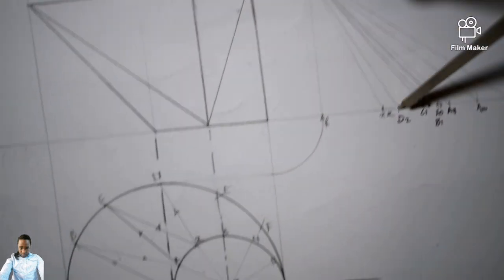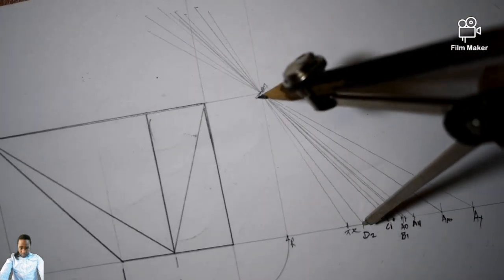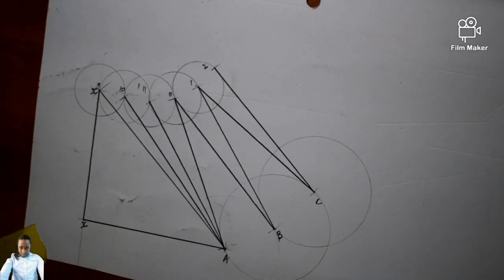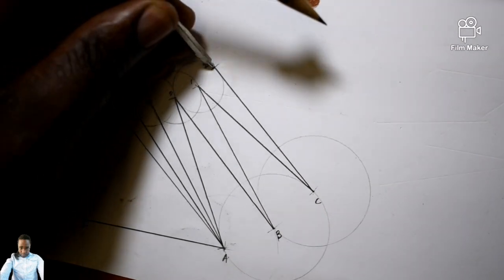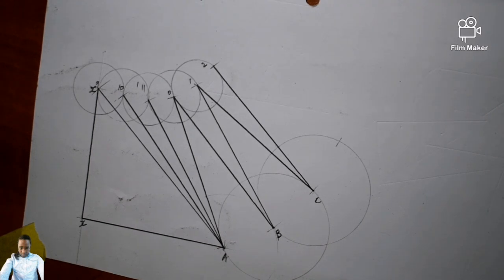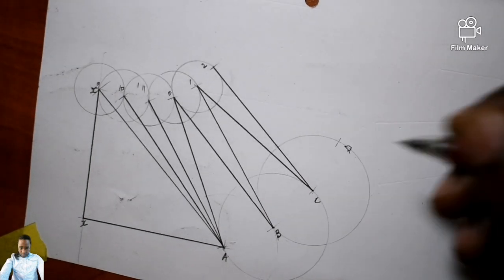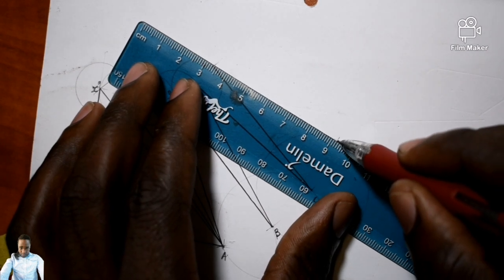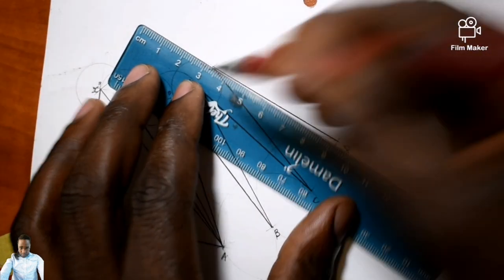Then after, before you even disturb your drawing compass, go to your development. Then you place it at 2, then you get point D. That's going to be point D. So now I can go like this. There you go.